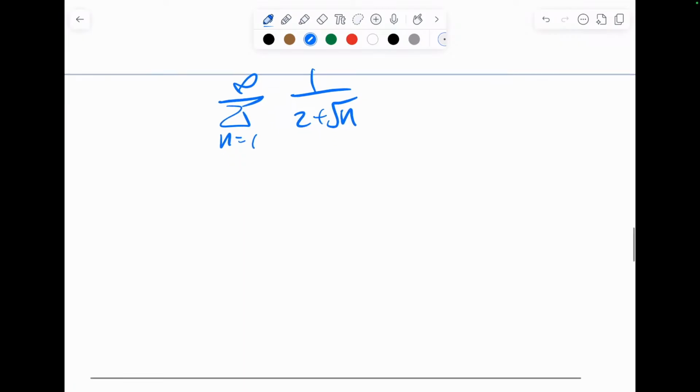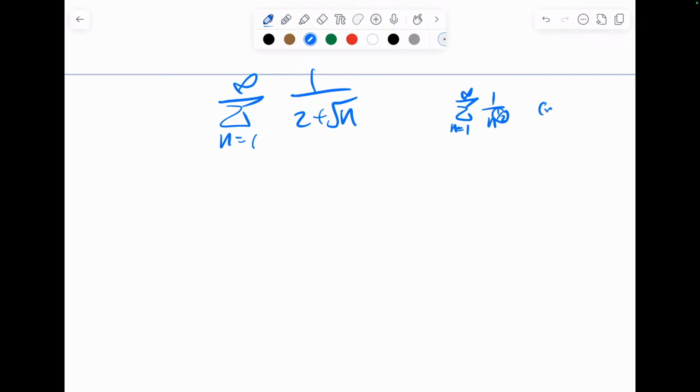So we compare to this: the summation of 1 over n to the 1/2, n equal to 1 to infinity. Due to the P series, this is what? Converge, right? No, diverge, sorry, diverge, because P is less than 1 and greater than 0. So that's diverge.